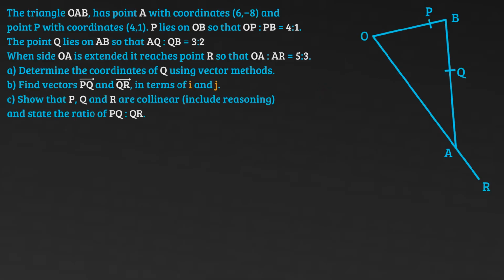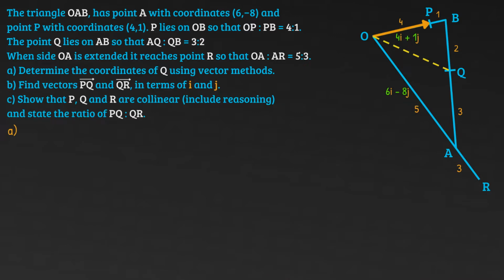So in the first question we're given the triangle OAB and we're told the point A has coordinates 6, -8 and the point P has coordinates 4, 1. We're also told that P lies on OB so that OP to PB is in the ratio 4 to 1. And also point Q lies on AB so that AQ to QB is in the ratio 3 to 2. Also, the line OA is extended to reach point R so that OA to AR is in the ratio 5 to 3. Now for part A, we want to find the coordinates of Q, so we need to find the vector OQ.